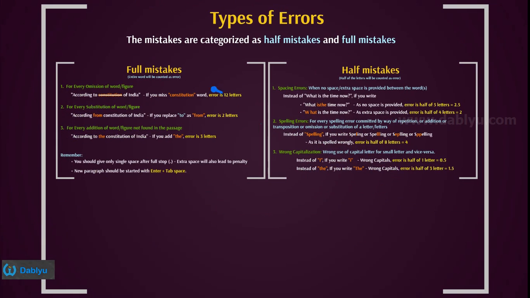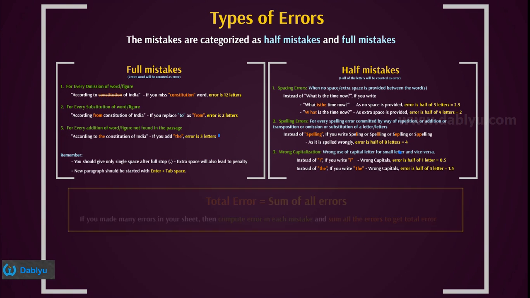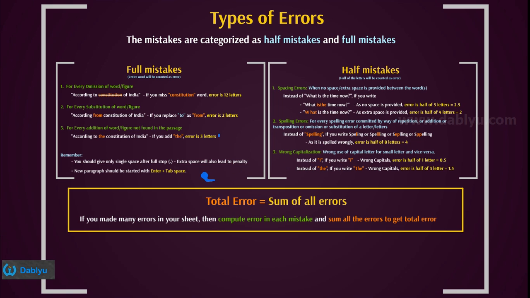So we have looked at three types of full mistakes and three types of half mistakes. Now let's see how to calculate the total error. You might be typing the entire paragraph or passage and you would have made many errors in your sheet. First compute all the errors using full mistakes or half mistakes. Now add all the errors. So the total sum of the errors is the total error. That's it. To compute total error, just add all the errors.